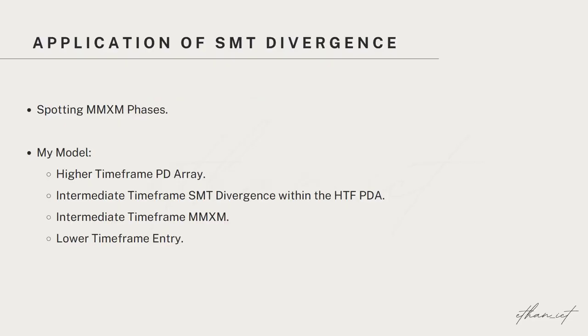Now that you understand what SMT is, this is how I personally like to apply it. The first thing is to use SMT divergences to spot phases of market maker models, and within these phases is where my model resides. When looking for SMT divergence, I am always looking for them to occur within a higher time frame key level. This is also where I've seen the occurrence of stacked SMT divergence, which I haven't heard anyone else talk about, so in a future lecture I'll cover this.